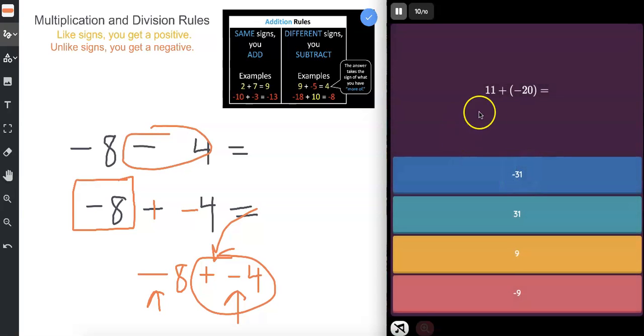One more problem. This is already addition, and the signs are different. We have a negative 20 and a positive 11. Signs are different, so we subtract. 20 minus 11 is 9, and we have more negatives than positives. You only think about what you have more of when you're applying the addition rules. So we get a negative 9.